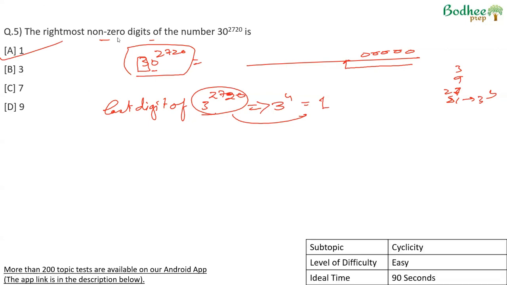Single digit cyclicity, and therefore it's an easy question. All you have to do is divide the power by 4 and look at the remainder. So easy question, not more than 90 seconds to solve it, provided we've done the topic before taking the test.